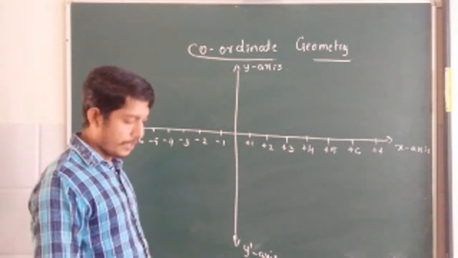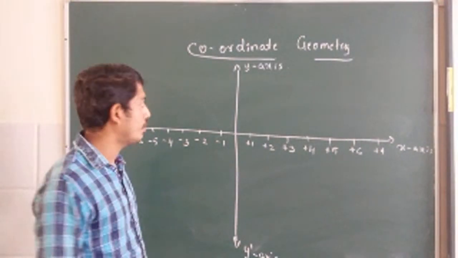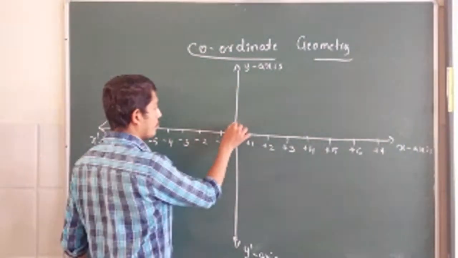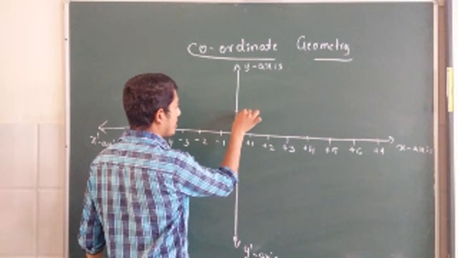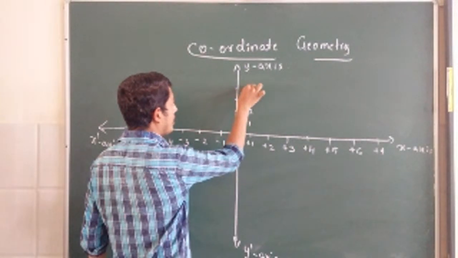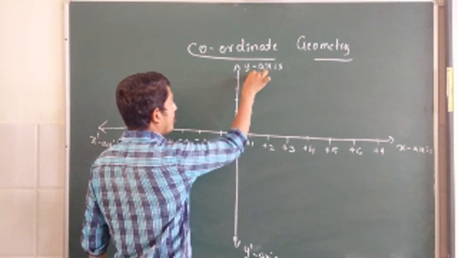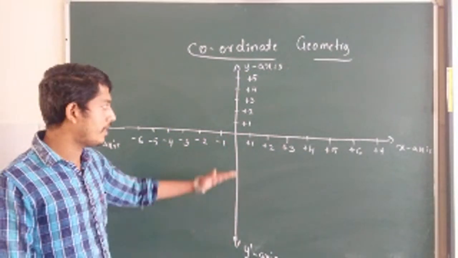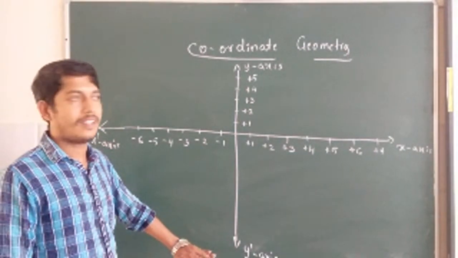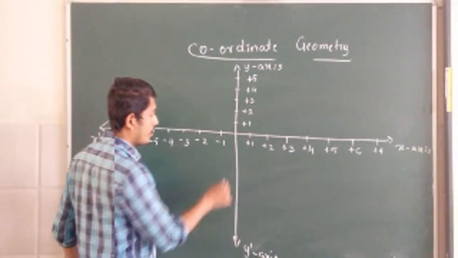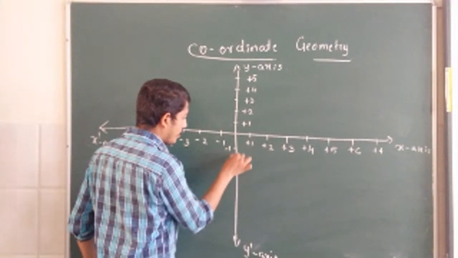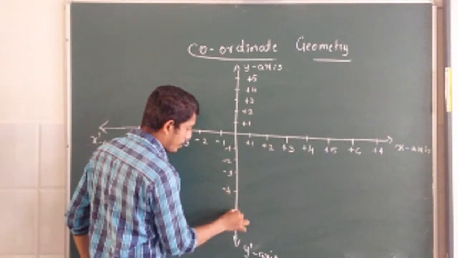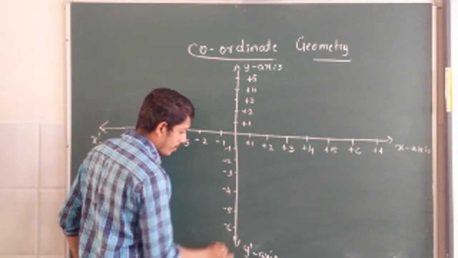Then similarly we have to consider the y-axis values. The points which are above the origin are considered positive, so +1, +2, +3, +4, +5. And the points which are below the origin are considered negative values, so they are -1, -2, -3, -4, -5, -6.